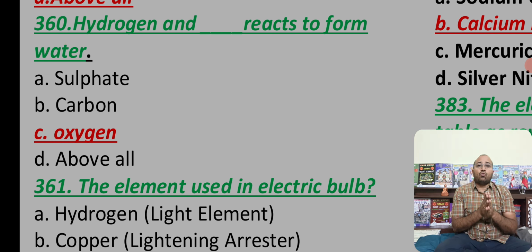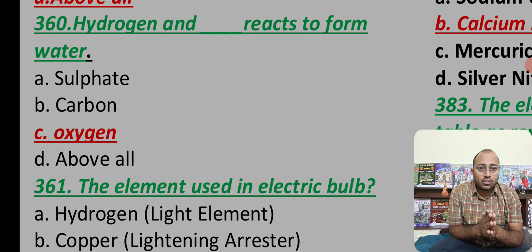When it comes to hydrogen and oxygen, they react to form water. You know that the water molecule is H2O. I want you guys to comment in the section: what is the atomic mass of the water molecule?